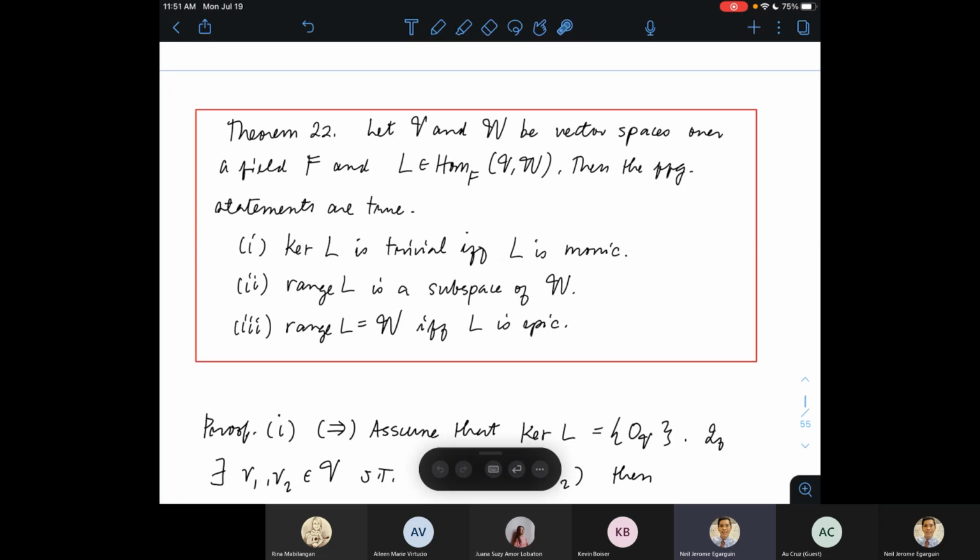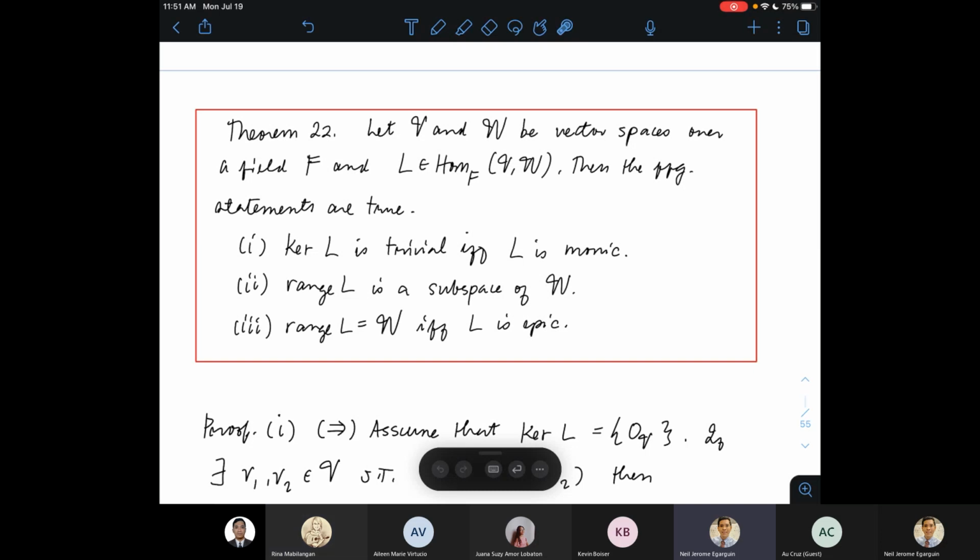Yes, Ma'am Rina? Sir, pwede tayo magbigay, sir, ng isang function po na pareho pong injective at surjective? I mean, para siya po ay bijective, sir. Bijective. Ano bang madaling example?